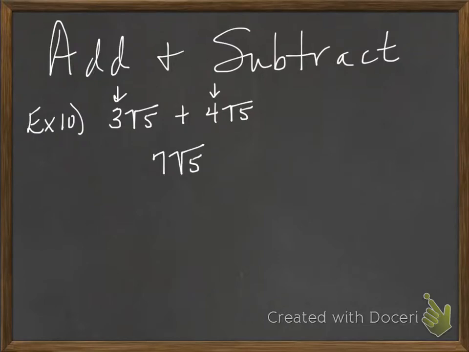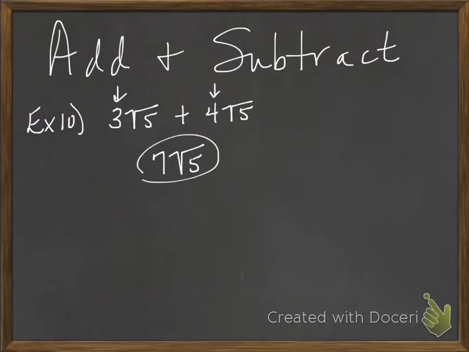You don't add the numbers underneath the square roots. Those are considered like terms. So 3 square root of 5 plus 4 square root of 5 is 7 square root of 5. You combine the coefficients and you keep the square root just the same.